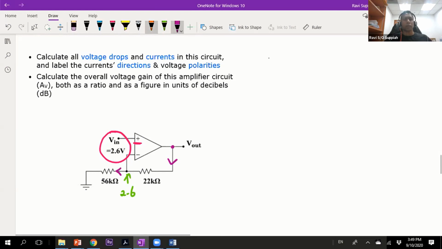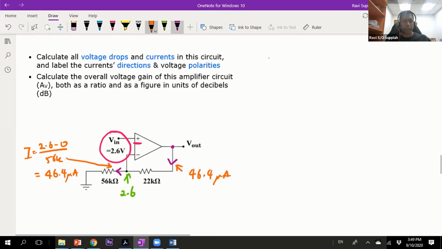If I apply your basic Ohm's law for this current at this point here, the current is equal to (2.6 minus 0) over 56k. Applying Ohm's law, I get a current of 46.4 microampere. And if this current is 46.4 microampere, then this current is also 46.4 microampere.